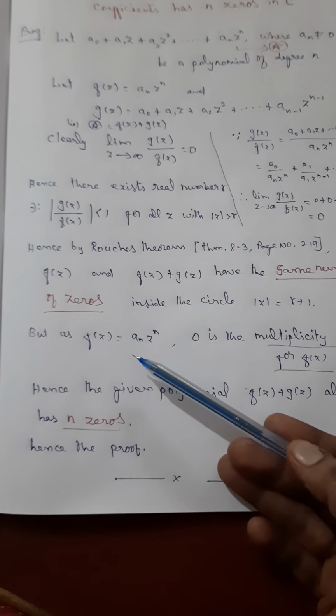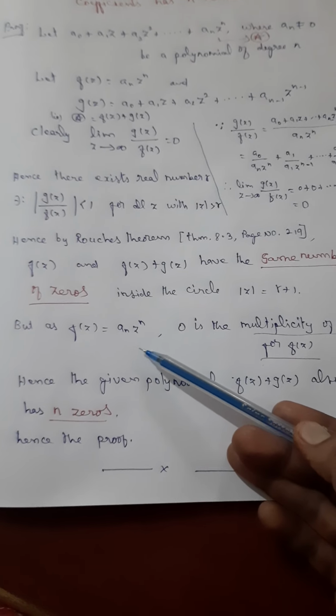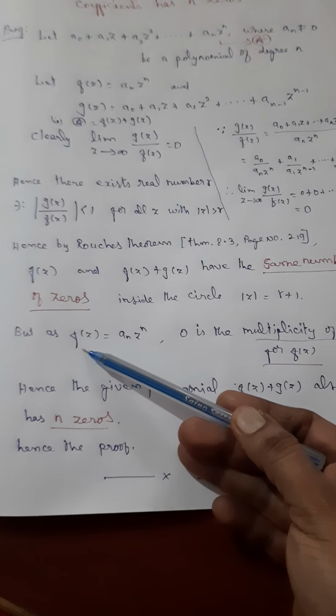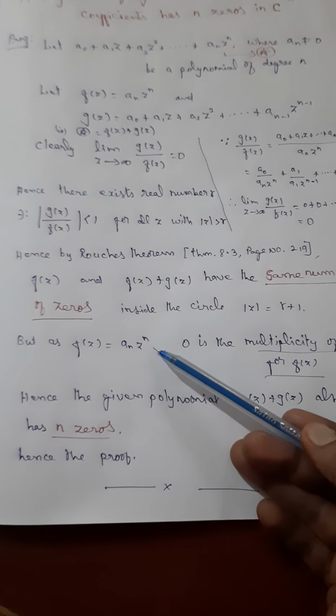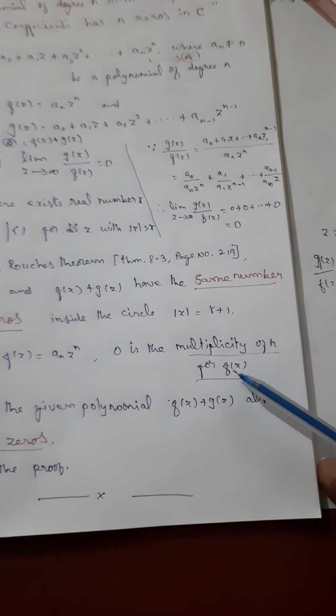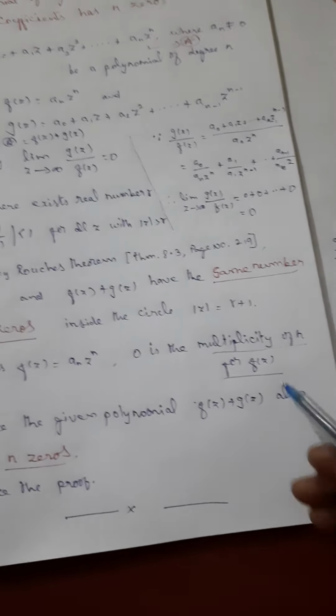Now, let us see f of z. What is f of z? f of z is just an z power n. You see here, obviously if we put z equal to 0, f of z will be 0. That is, 0 is a zero for f of z. Also z is to the power of n. Therefore, 0 is a zero of multiplicity n for f of z.